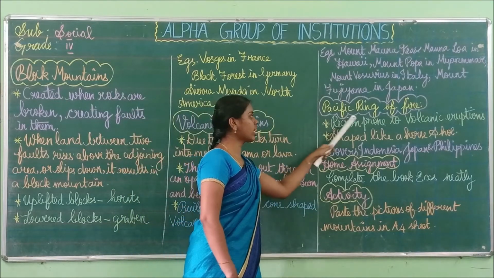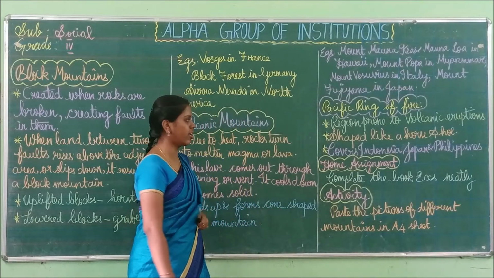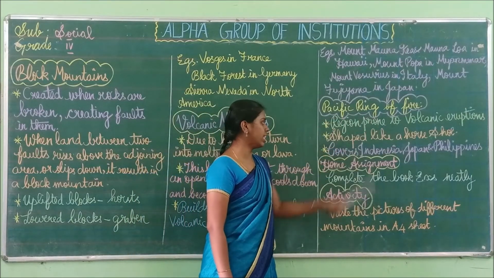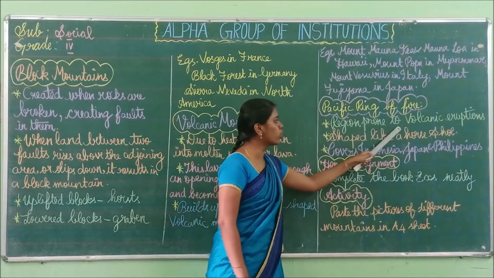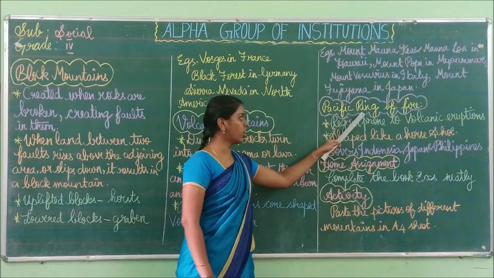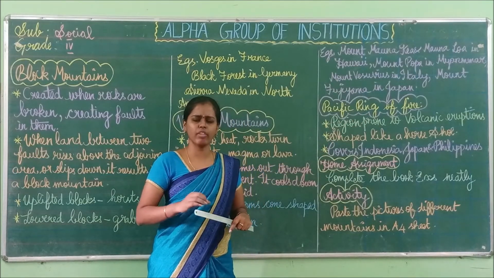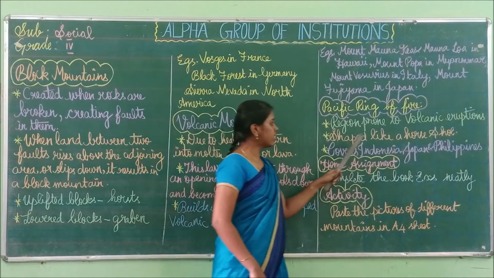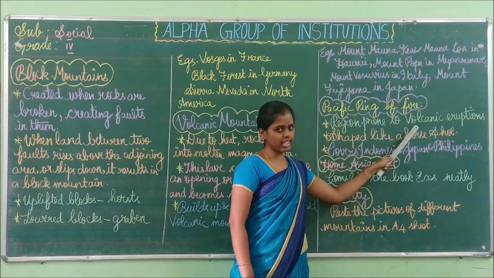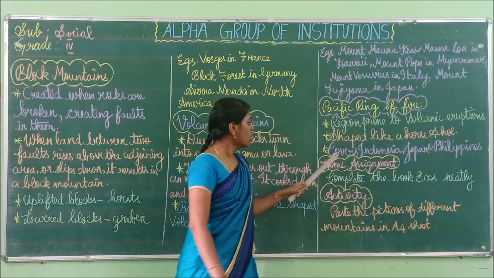Then the Pacific Ring of Fire. We have learned this in our first lesson itself. The Pacific Ring of Fire is a region prone to volcanic eruptions. In this region, volcanic eruptions occur always. There will be many volcanic eruptions at many times.